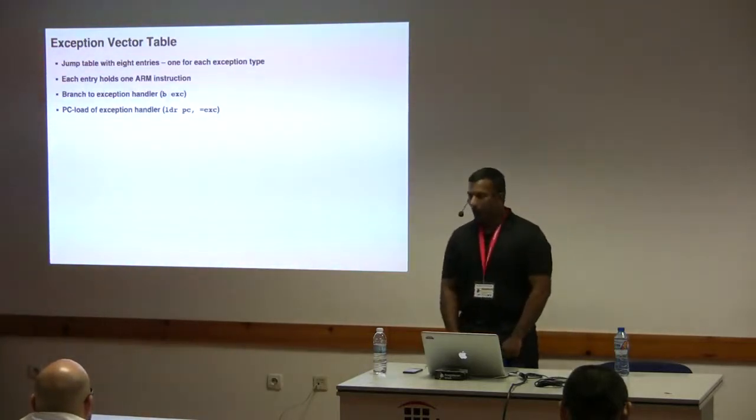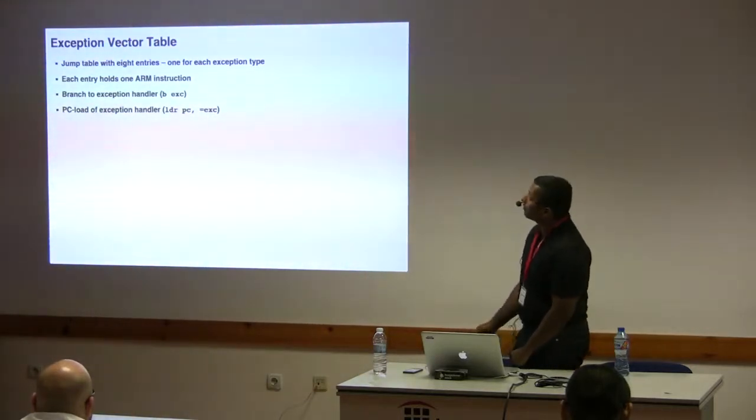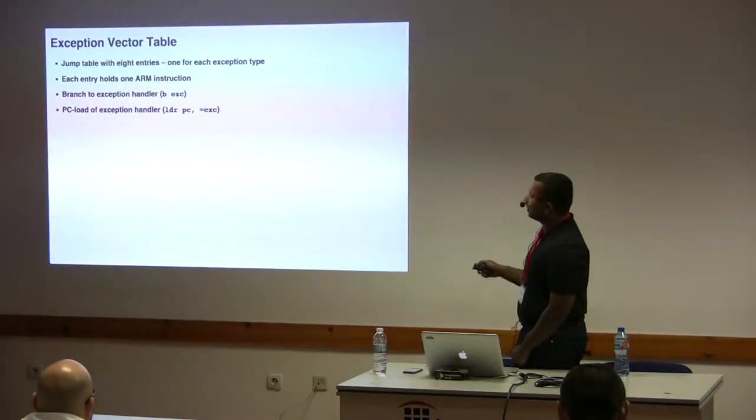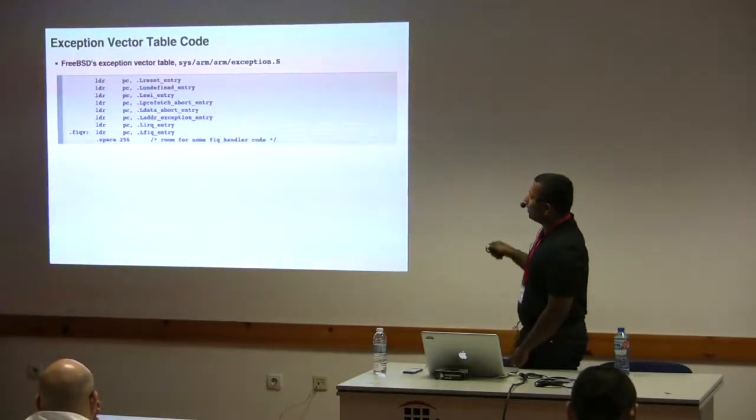So the exception vector table is a jump table with 8 entries, 1 for each exception type. So each entry holds 1 ARM instruction. So you can either make it a branch to an exception handler or a PC load of an exception handler. That's what this looks like. They're basically equivalent. So this is what FreeBSD's exception vector table looks like. You can find it in exception.s. So here's the entry for the system call. So you'll do SWI entry.